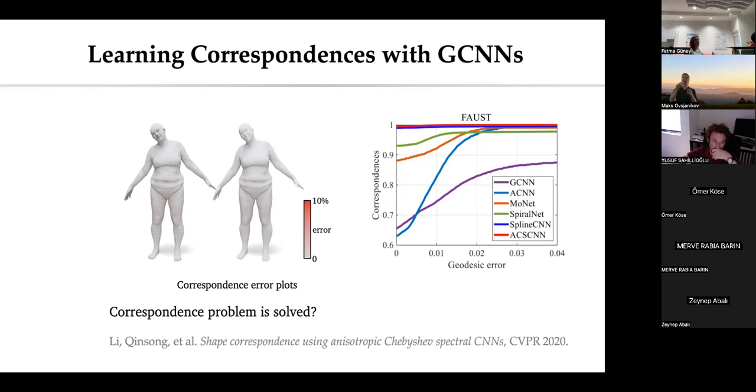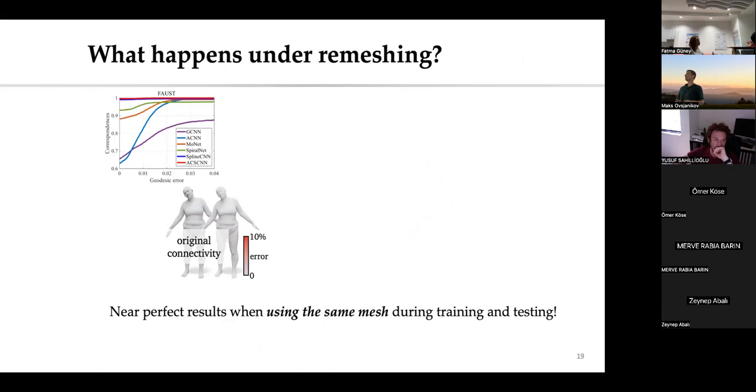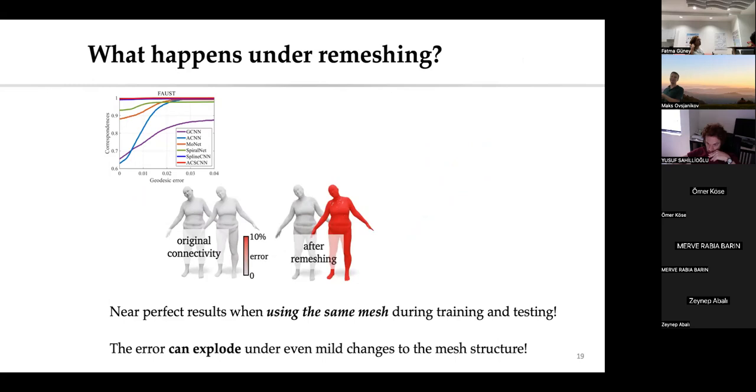So if you think of it, basically you have a fixed graph between different points. And now the issue is that if you have meshes, these graphs that are the same during training and testing, then indeed you're basically getting 100% accuracy, zero error. But if you change the mesh structure even a tiny bit, so that you cannot see the change because of the resolution of the projector, basically the error explodes.